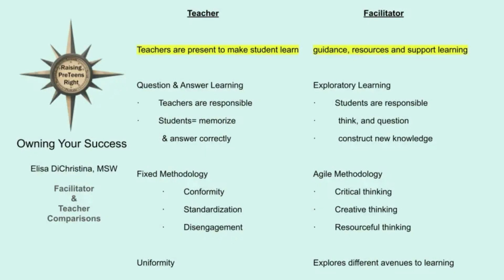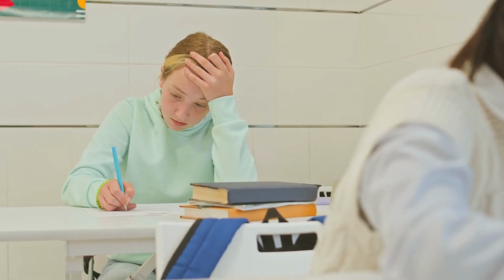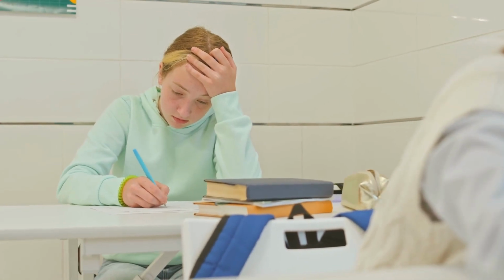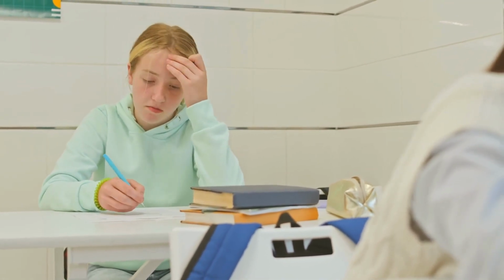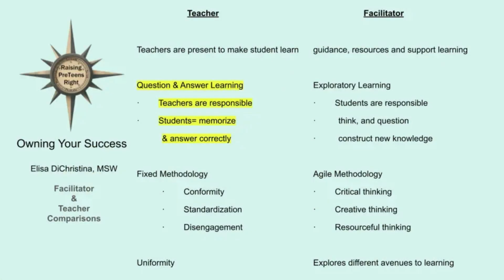In the instructional model, teachers are present to make students learn. We see testing that reflects that. Many tests are given to test a student on the knowledge they learned and to also evaluate the teacher and how they disseminated that information. Facilitators are present to provide guidance, resources, and support of learning. In that traditional teaching model, you see that the instructor's responsible. That often leads to a question and answer type of classroom where students engage in memorizing and giving the information.